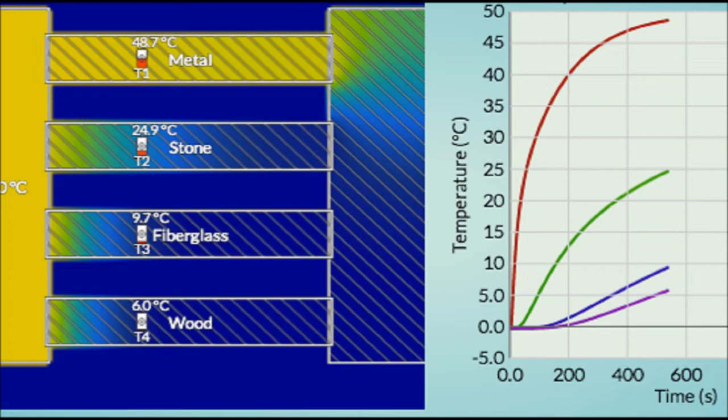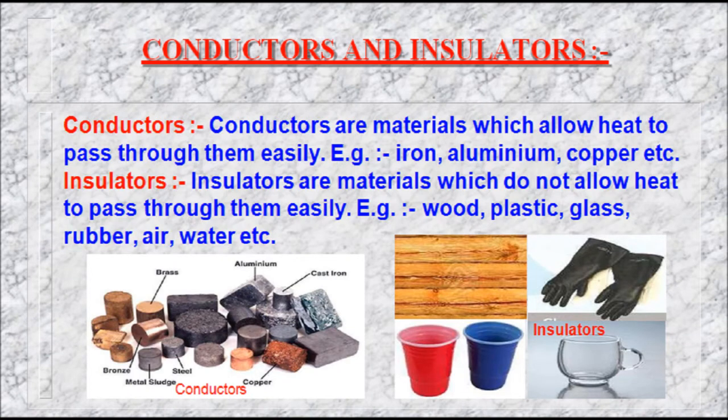Depending on the ability to conduct heat, substances can be classified as conductors and insulators. Substances through which heat can easily pass are called good conductors of heat, or simply conductors. Most metals are good conductors of heat. This is why they are used for making cooking utensils, heating rods and so on.